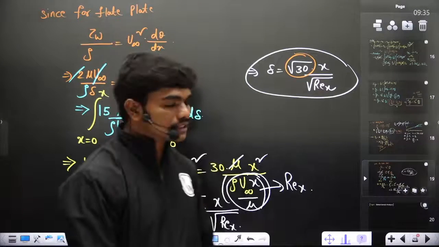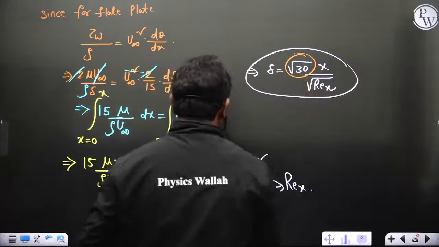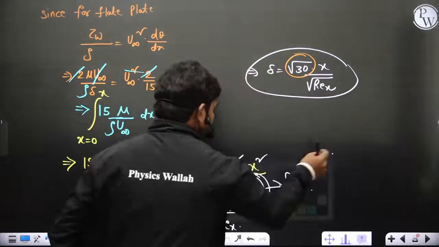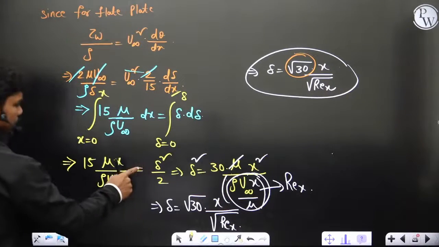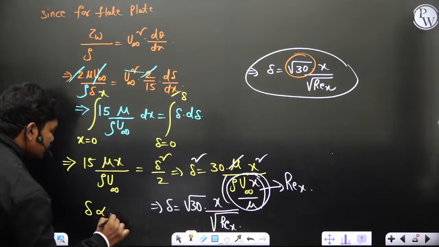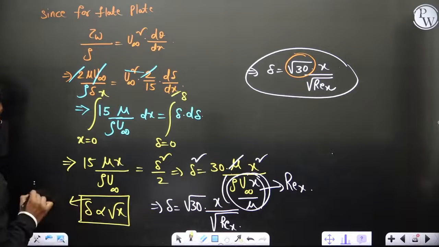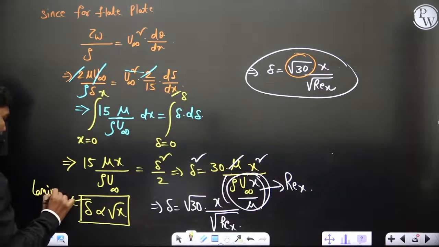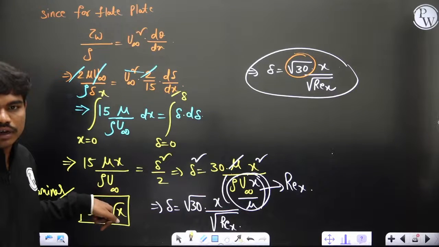Okay, so delta is actually 30. So clearly you can understand one thing: in this analysis, all these are constants. You came to know delta is proportional to square root of x in laminar, because everything we have taken is only for laminar, no turbulence. So delta is proportional to square root of x.